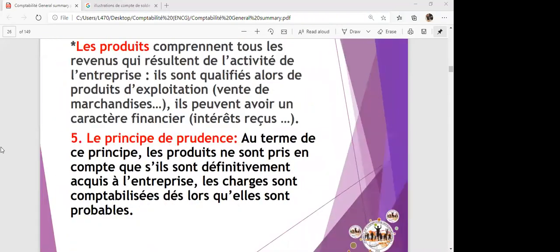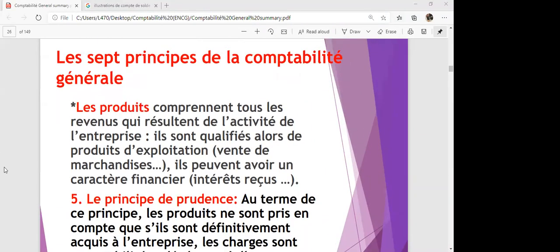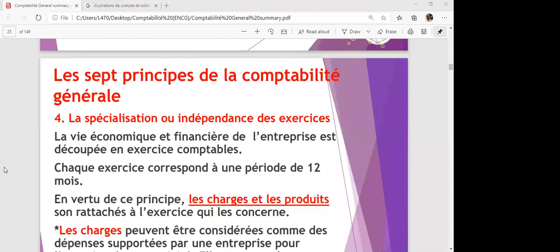Coming to the fifth one is le principe de prudence. It reads, can you please repeat the fourth one? The fourth one, okay. So, what was it here?